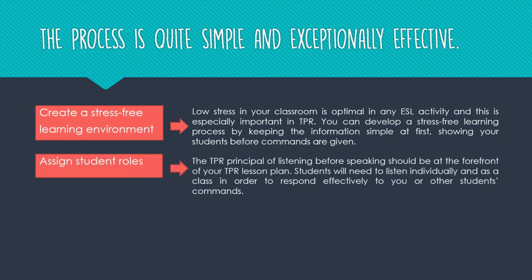Assign student roles. The TPR principle of listening before speaking should be at the forefront of your TPR lesson plan. Students will need to listen individually and as a class in order to respond effectively to you or other students' commands.